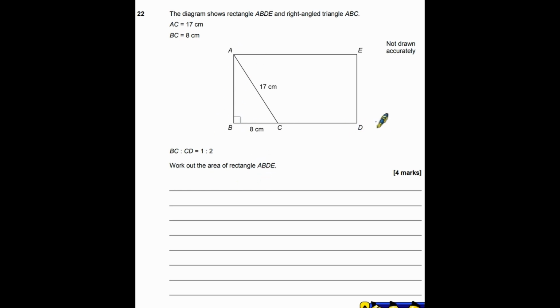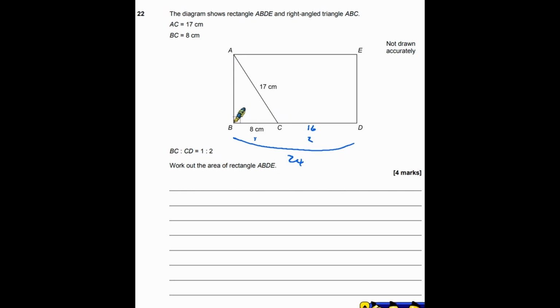So we need to know both sides of the rectangle. Well, the bottom side is probably the simplest. If we have a ratio here of 1 to 2, then if BC is 8, then CD must be 16. So therefore, this side of the rectangle is 24. We'll save that for later.